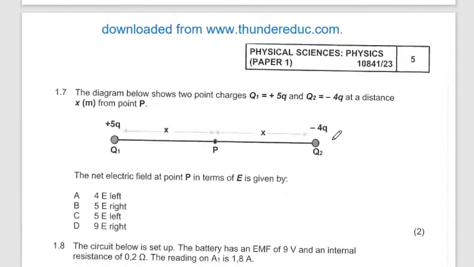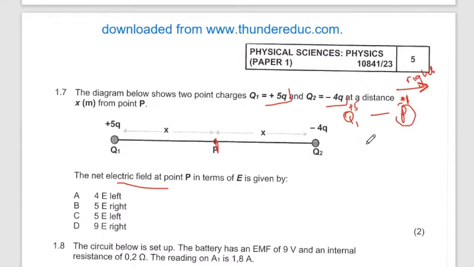1.7, the diagram below, we have 2 point charges, which is the +5 coulomb, and then the -4 coulomb at a distance of x meters from point P. Which means they are equidistant. Then they want the net electric field in terms of P. So what we can see is that if I look at the Q1 and the P, Q1 is positive, and this is a positive charge, positive one. So positive charges, they will repel each other. So in other words, the force that is acting on P is going to be to the right.